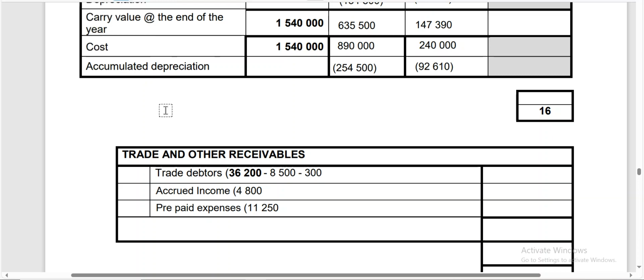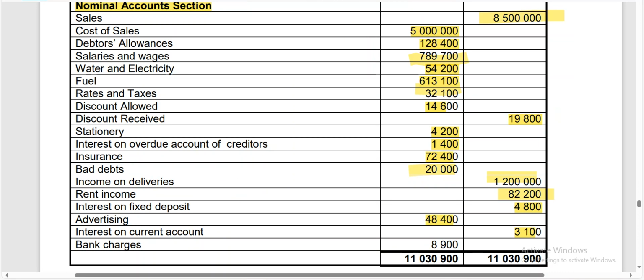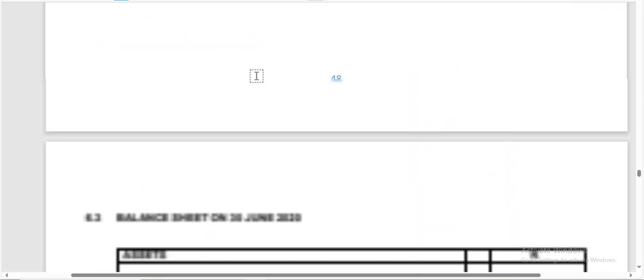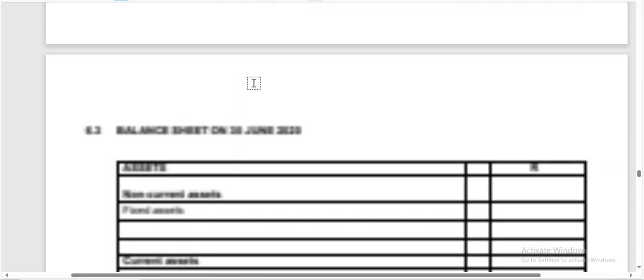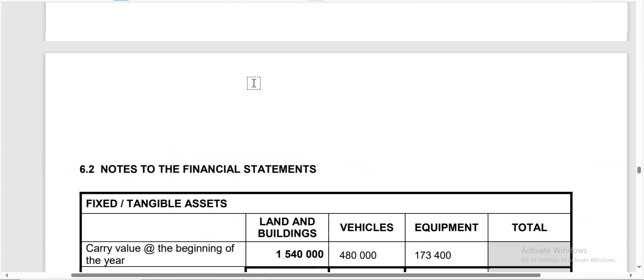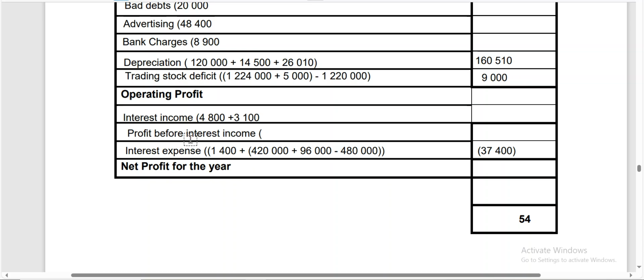Okay, so remember, that 4.8 must also be recorded in the income statement under our interest income. So interest income, remember, is going to be 4.8 plus 3.1, then plus 4.8. Okay, then I think we'll be done with this part.